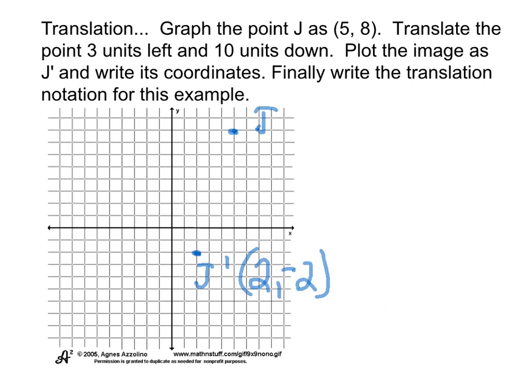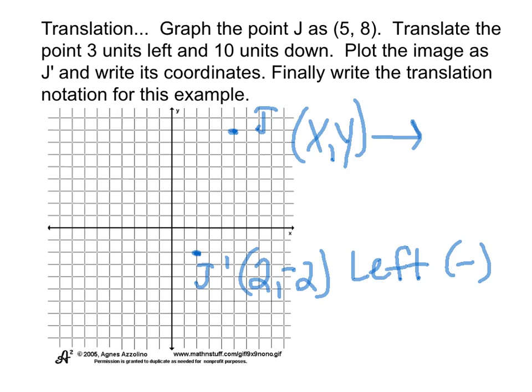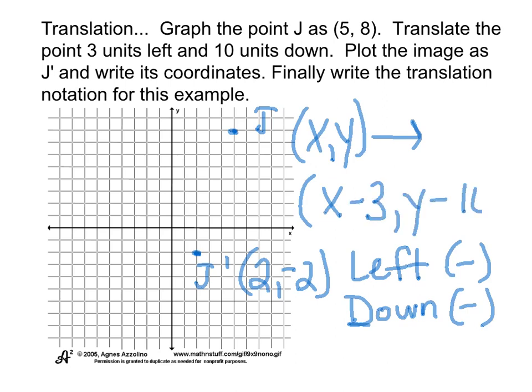The last thing the question is asking us to do is to write the translation notation. That means, what have we done to x and y? Well, in the past, we said that if you are moving left, we think about a number line. We're going in a negative direction. If you are moving down, same type of thing. You're moving down the number line. You're going in a negative direction. So really, for the x coordinate, we are taking away 3, and for the y coordinate, we're taking away 10. There's our translation notation.